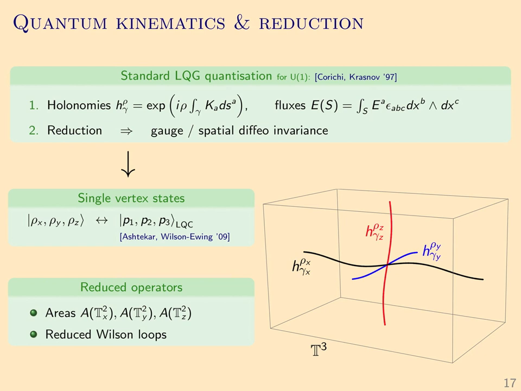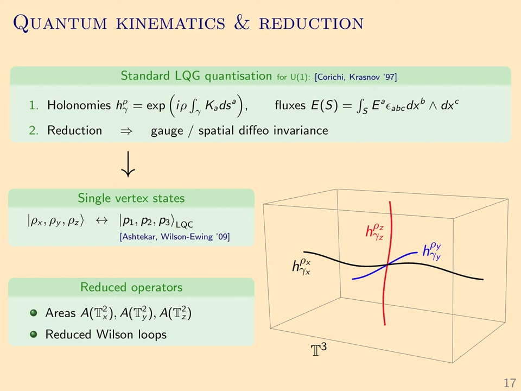So what you do there is you just construct holonomies of the integral of K along some curve gamma. You exponentiate this, multiplied with some representation rho, and then this is your holonomy. You don't need any path ordering here because you're abelian. Things are simpler in the abelian case. So then you also construct fluxes. You take E, or the dual of E, and you smear it over some surface S. And this is your flux. Since you're abelian, the flux does not carry any group index.